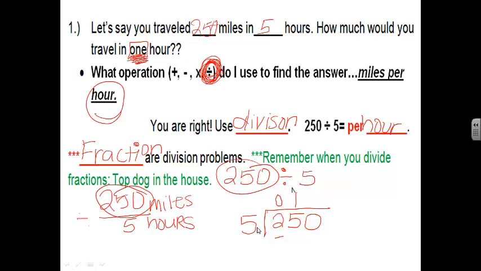Oh, sorry, I just totally messed up. How many times does 5 go into 25 now? Then we move it up here. How many times does 5 go into 25? 5. So 5 times 5 is 25.